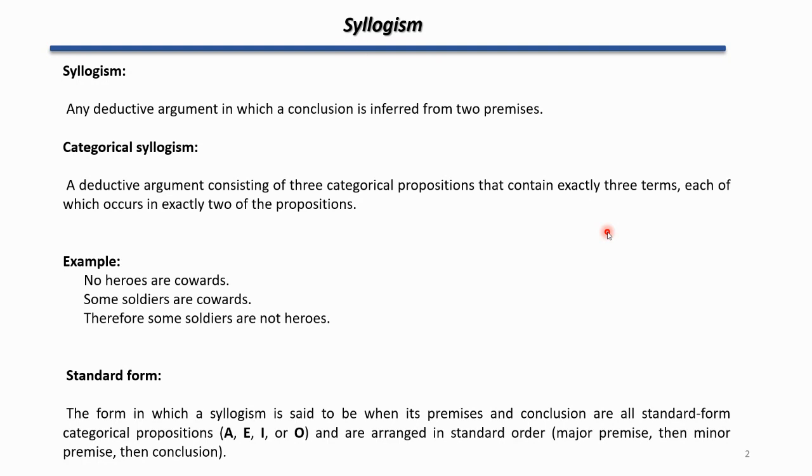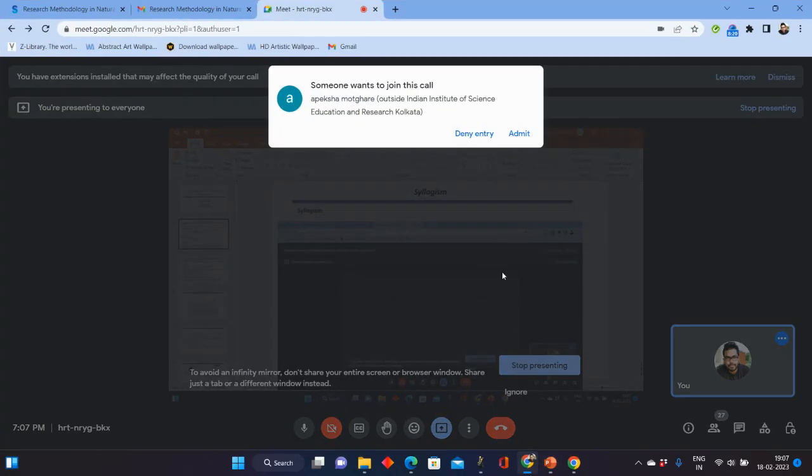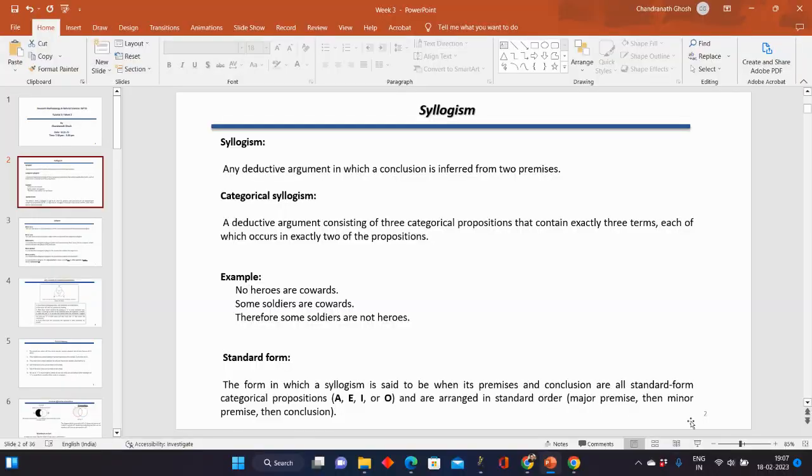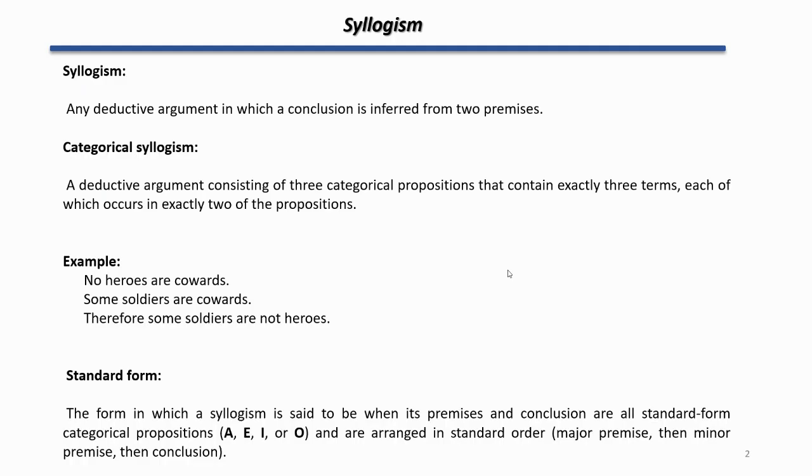Now, different parts of syllogism. The first one is the categorical syllogism, a deductive argument consisting of three categorical propositions that contain exactly three terms, each of which occurs in exactly two of the propositions. So like three components are there, A, B, and C. If A and B are somehow related, B and C are somehow related, then how are A and C related? Something like that. So that is called the categorical syllogism. There is no particular difference. This is just an extension of that.